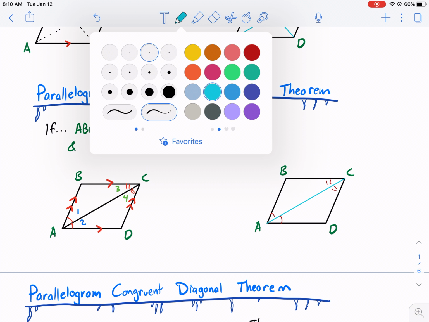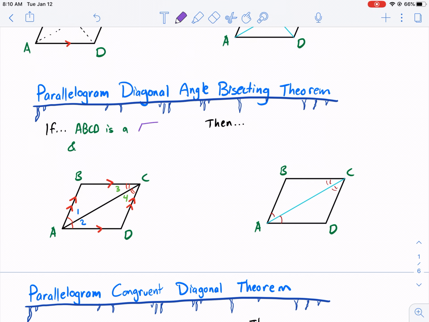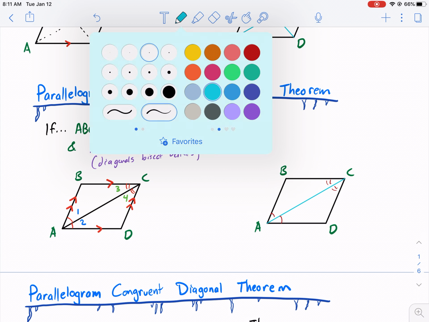ABCD is a parallelogram. Okay, we have another one. And AC bisects the vertices. So all the diagonals bisect. I'm going to put diagonals bisect vertices, or the angles. Then we know that it's also a rhombus.